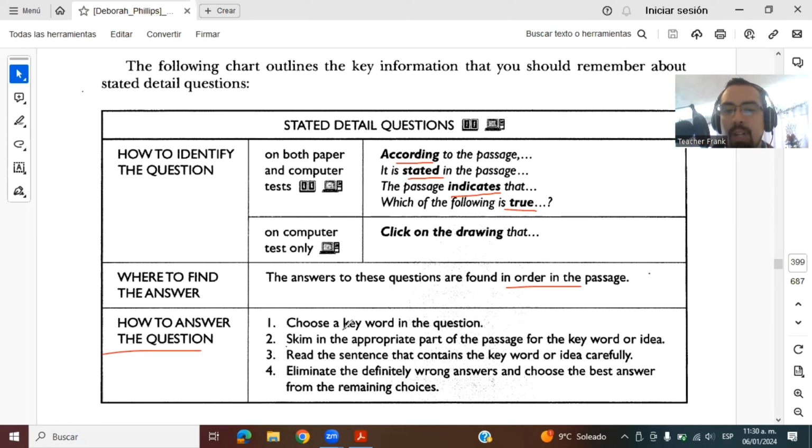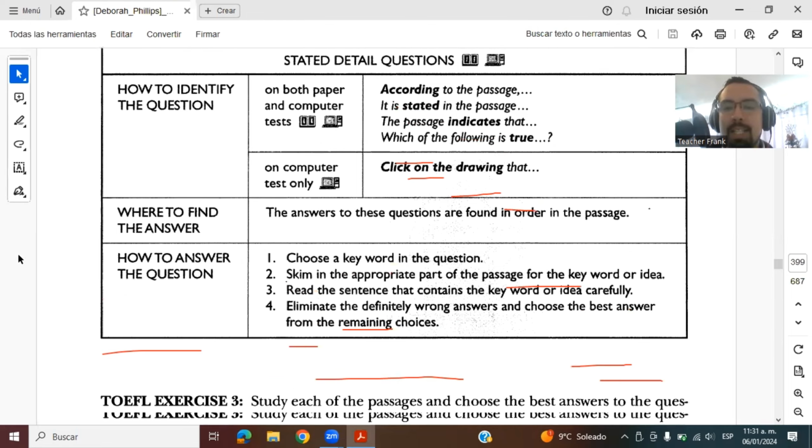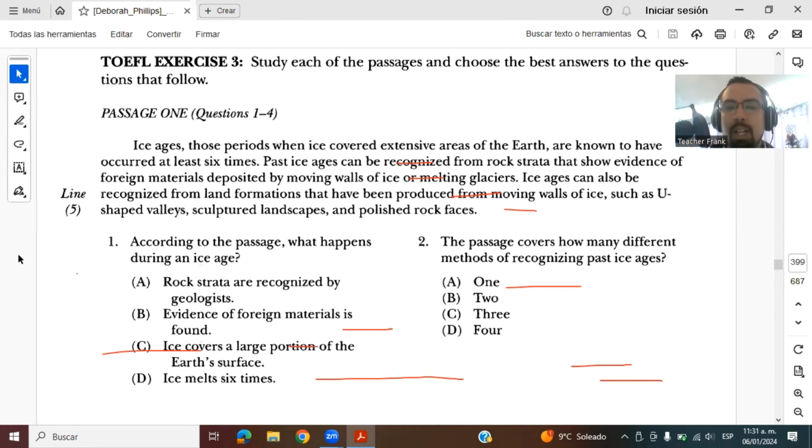How to answer the question? First, choose a keyword in the question. Second, skim in the appropriate part of the passage for the keyword or idea. Third, read the sentence that contains the keyword or idea carefully. And fourth, eliminate the definitely wrong answers and choose the best answer from the remaining choices, okay? So next up, we're gonna go with the exercise, and I wish you luck.